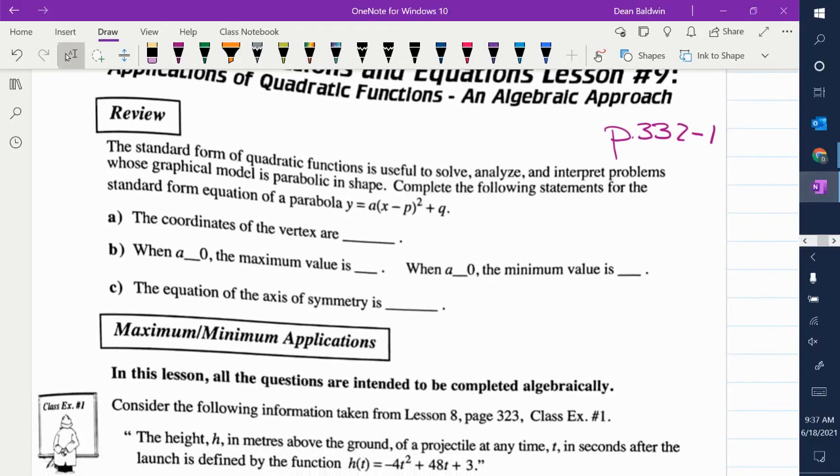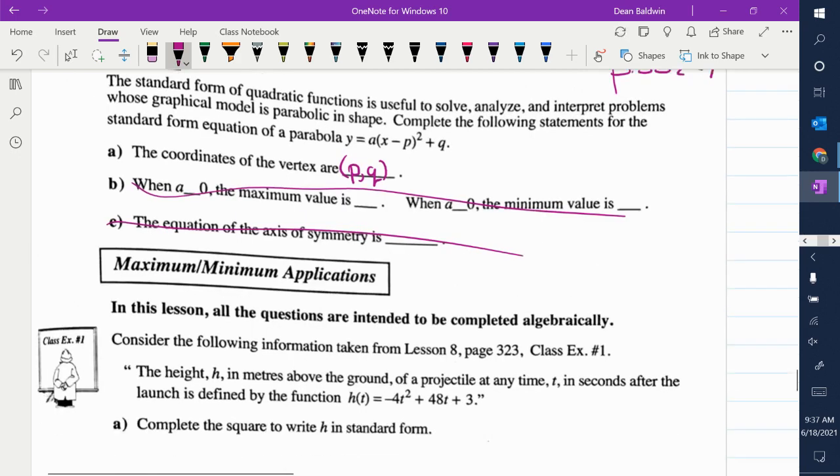Okay, so quick review. We already did this right at the beginning of class. If you're in standard form, a(x minus p) all squared plus q, what are the vertex coordinates? P and q. We don't care about that. Axis of symmetry, I actually don't care about that either.